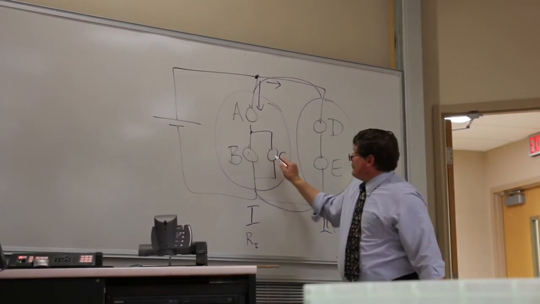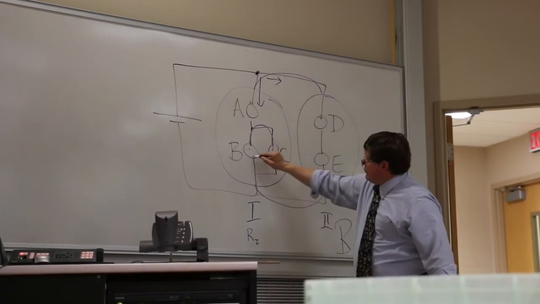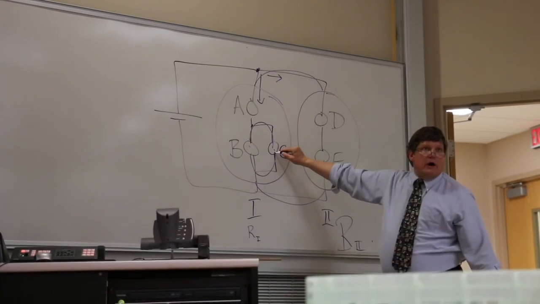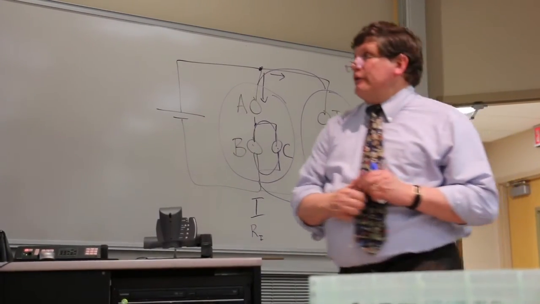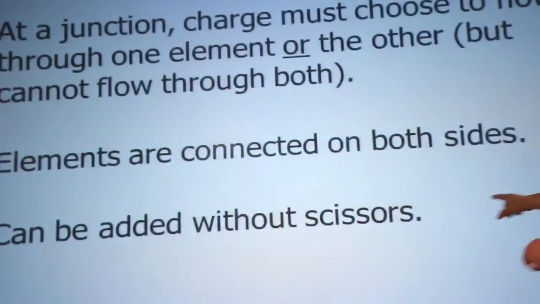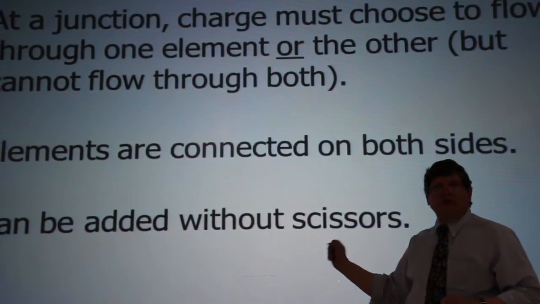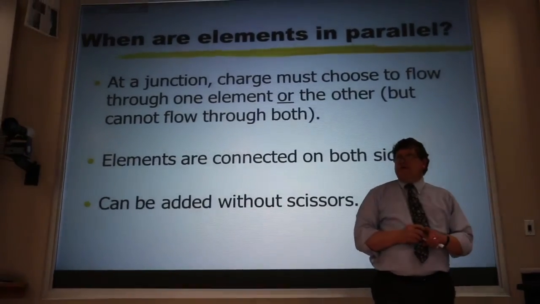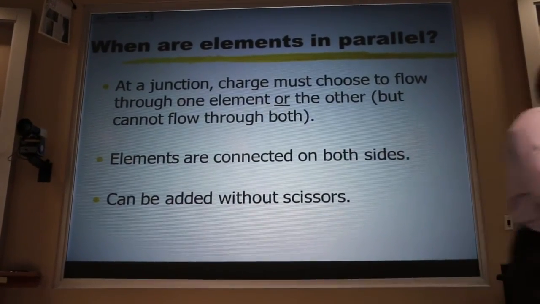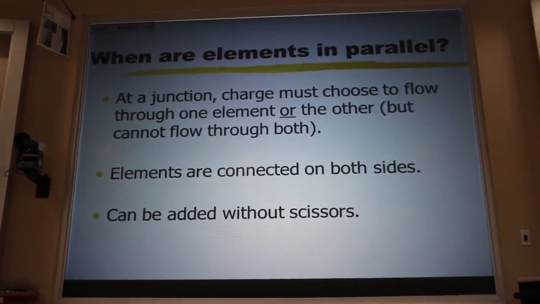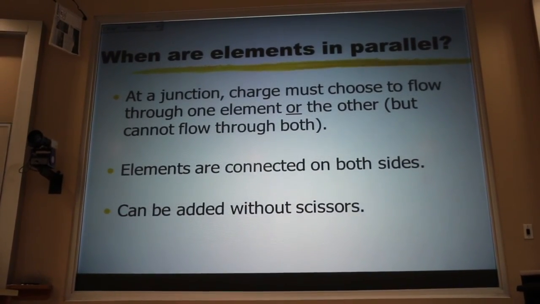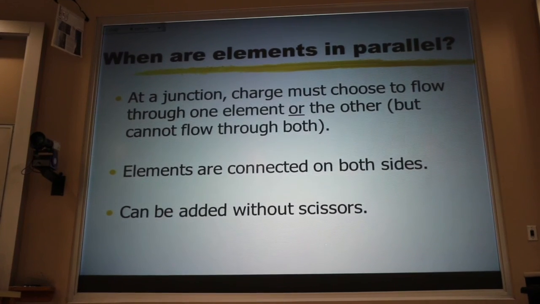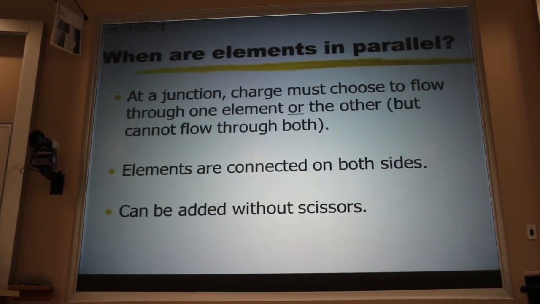Likewise, B and C are in parallel with each other because you can get a direct connection with nothing but wire on both sides. When you're adding something in parallel, you can just clip the new stuff on with alligator clips. You don't need scissors. You don't need to erase anything. So if I wanted to add something in parallel, I just come out and add it. I didn't use my eraser. Okay?